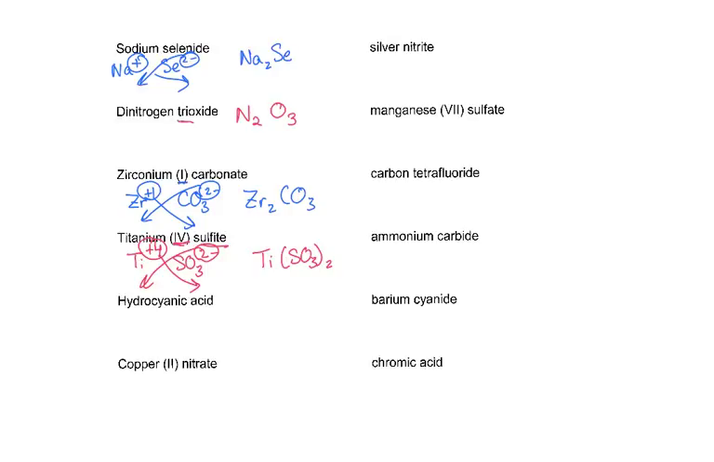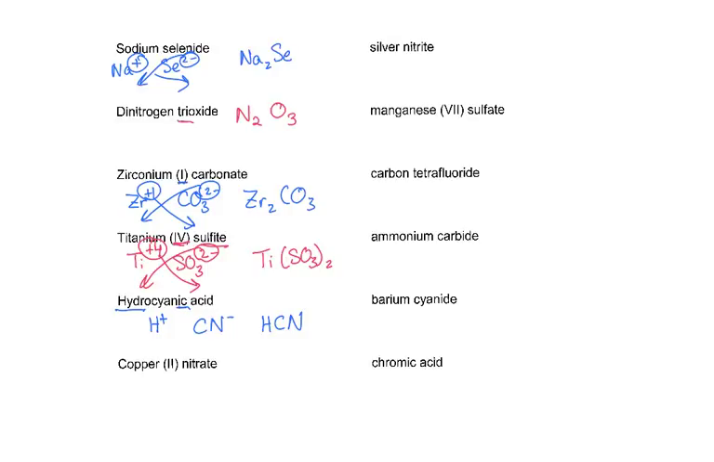Hydrocyanic acid. This is an acid. We see hydro and ic, so that means it started with ide. So cyanide. Cyanide is CN-. Acid means it has H+, so it'd be HCN.